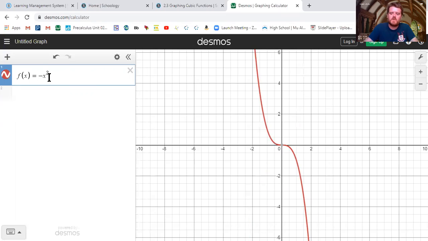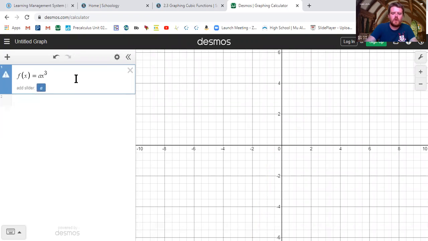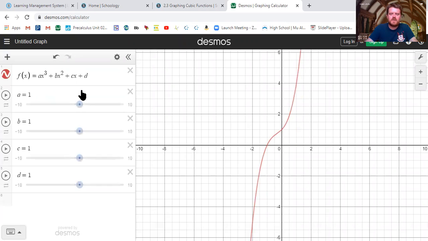That's true for cubic as well as any other functions. Also with cubic functions, we see certain patterns that will occur if we change the coefficients here. So the standard formula for a cubic function is ax cubed plus bx squared plus cx plus d. If you're using Desmos, you can add sliders to the function and just play and see what happens if I change one or the other.